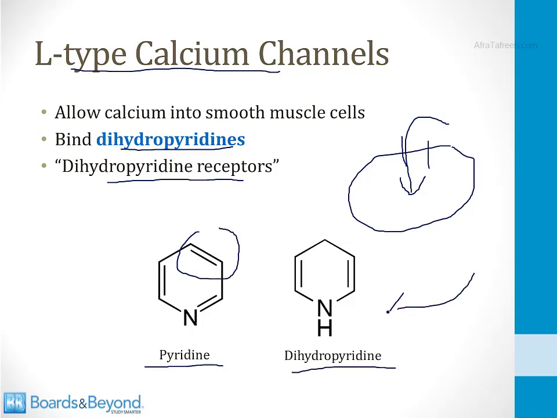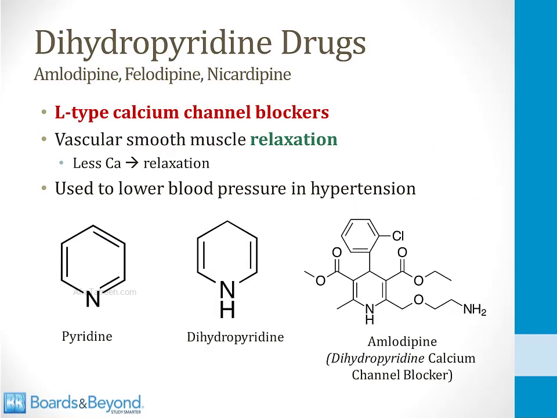And structures that contain a dihydropyridine ring bind to L-type calcium channels, and for that reason, these calcium channels on smooth muscle cells are also called dihydropyridine receptors. In the cardiology section in the video on hypertension drugs, I talk about calcium channel blockers that are dihydropyridine drugs. These drugs all end in -ipine, like amlodipine, felodipine, nicardipine. All of these drugs are L-type calcium channel blockers, and they're called dihydropyridine drugs because the drugs have a dihydropyridine structure within them. For example, the structure of amlodipine is shown at the bottom right side of the screen here. It contains a dihydropyridine ring, therefore it is called a dihydropyridine calcium channel blocker.